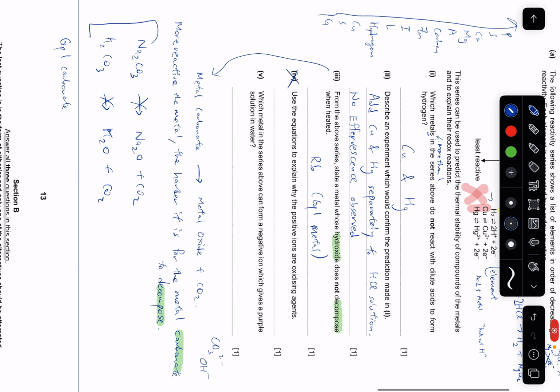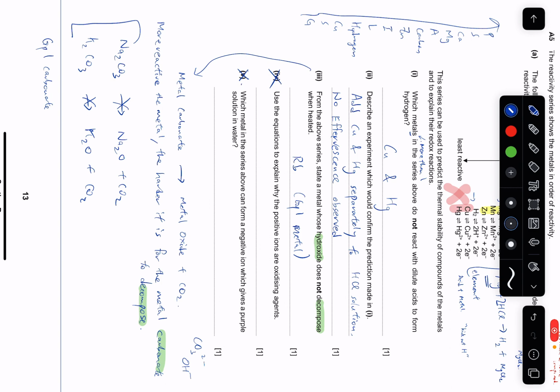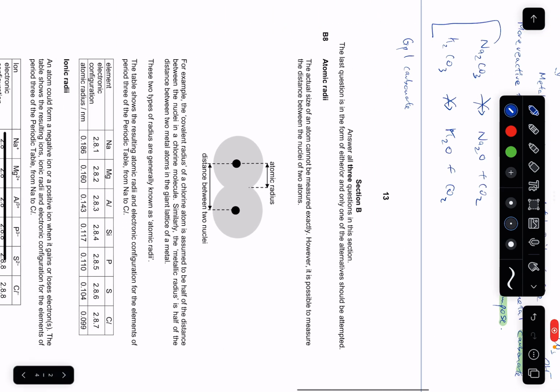Part 4 you don't need to do, don't worry, we haven't learned oxidizing agent yet. And the last one, part 5. Which metal in the series can form a negative ion? Oh, sorry, this one we don't need to do, we don't really learn this now. So part 1, part 2, part 3 are basically related to reactivity. Okay, now let's go on to this question.